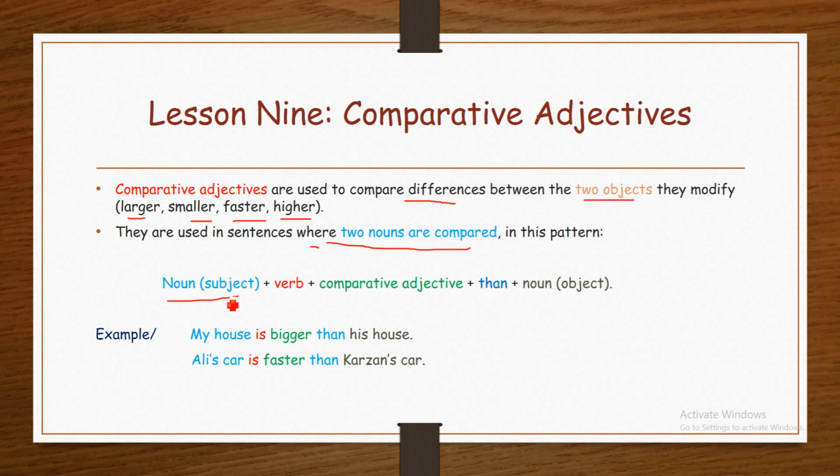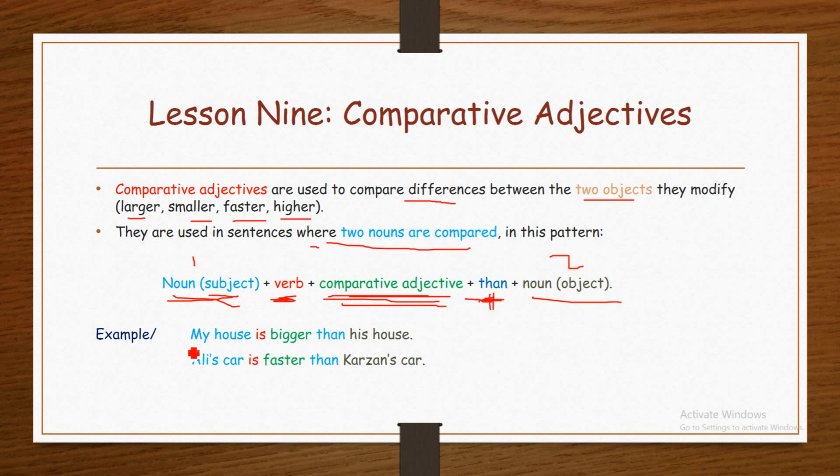Formation pattern. Noun, the first noun, plus a verb to be, is or are, plus a comparative adjective, which we will be talking about, plus than. In comparative form, we always have than, plus the second noun, second object. First noun or first object plus verb to be plus comparative adjective plus than plus second noun, second object.